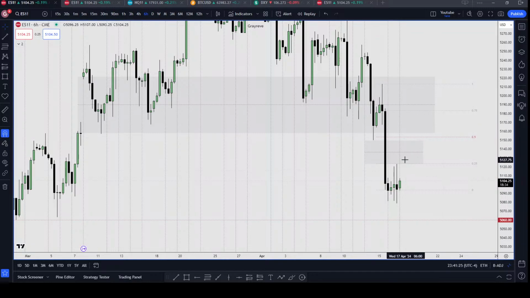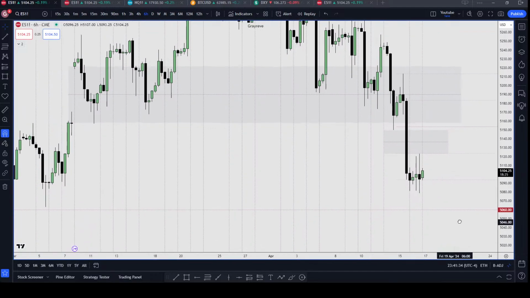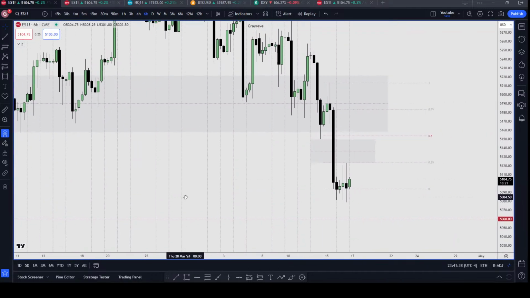So right now we have a conflicting analysis. I'm going to trust the daily fair value gap not to fill entirely, to go lower, right? Because we're really close to this draw on liquidity, and I'm expecting a low resistance liquidity run.